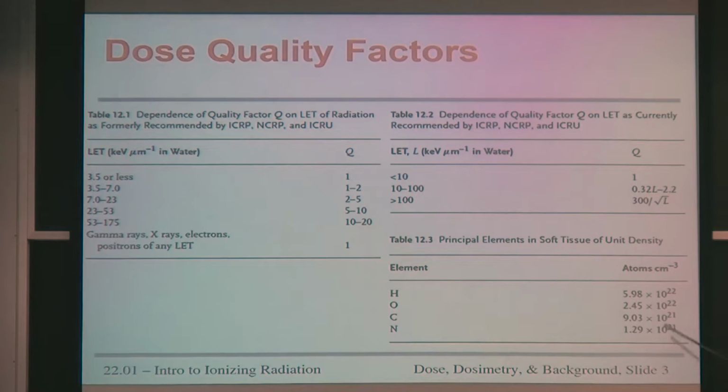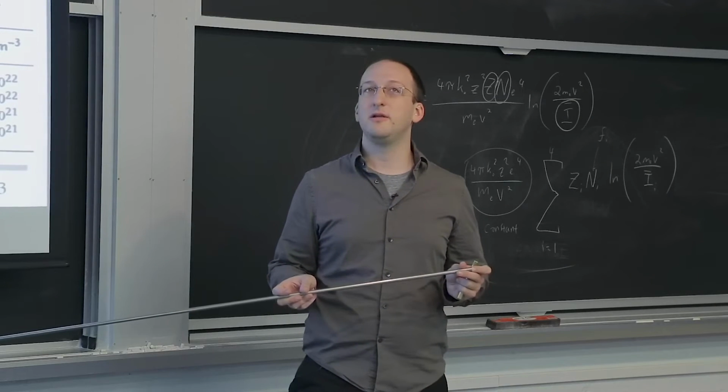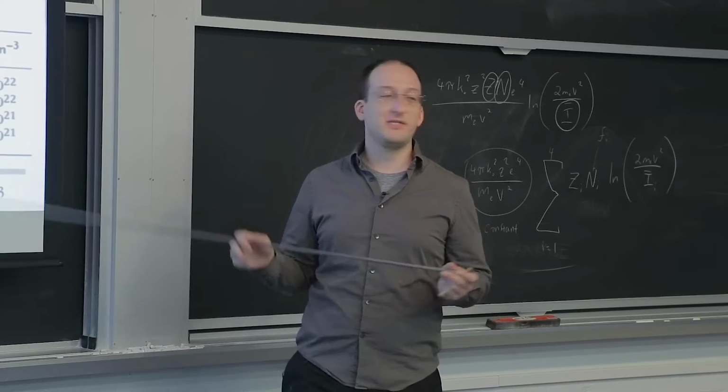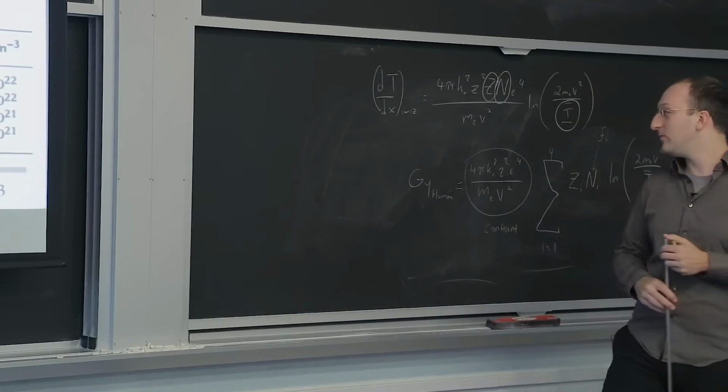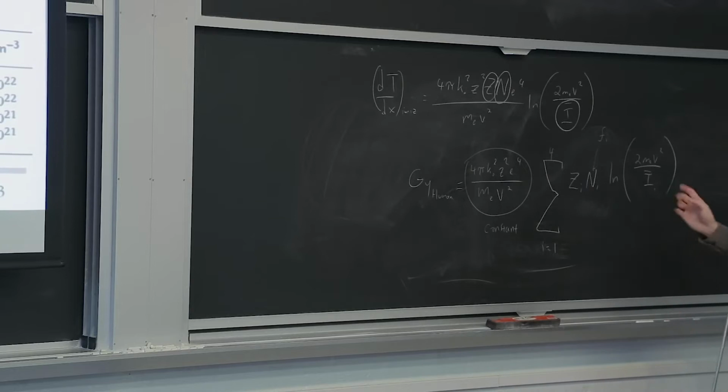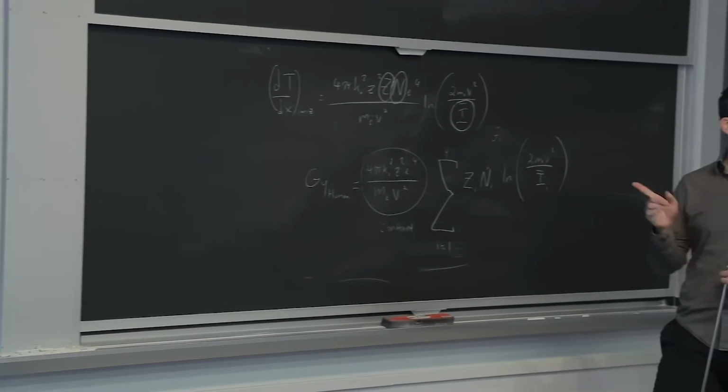Carbon is just carbon-12, except for the tiny amount of carbon-14 you use for radiocarbon dating. Oxygen is oxygen-16, I think. Nitrogen's nitrogen-14. So as long as you know what isotopes to use, you'll know what Z's, what I bars, and the number densities given here.